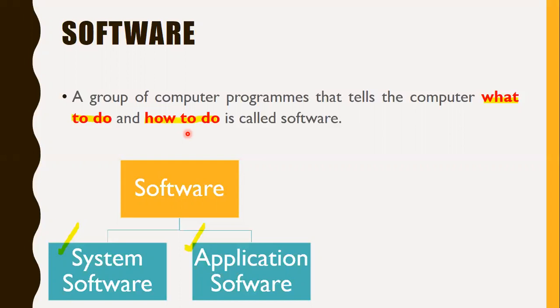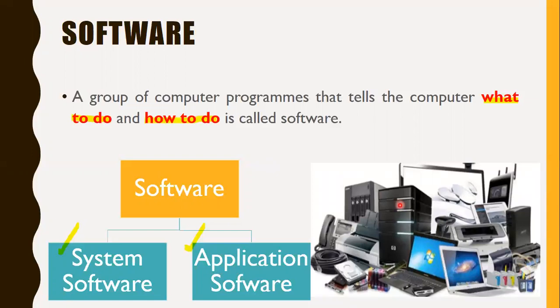If software is missing from any computer, we cannot use that hardware. That hardware is just dummy hardware for us. We cannot do any task in the absence of software. We can categorize software further into two types. One is system software and the other is application software. We will discuss both of them.